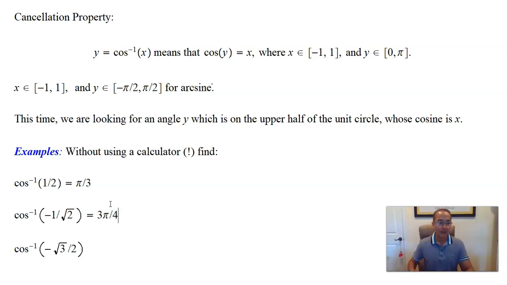Finally, inverse cosine of -1 over radical 2. We should again be in the second quadrant. Which angle there has cosine -1 over radical 2? That should be 5 pi over 6.